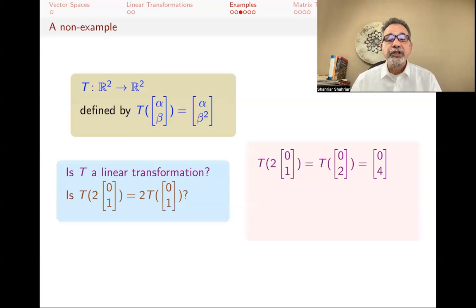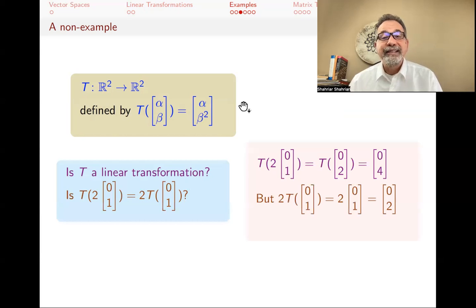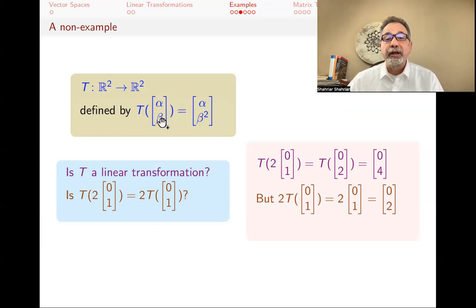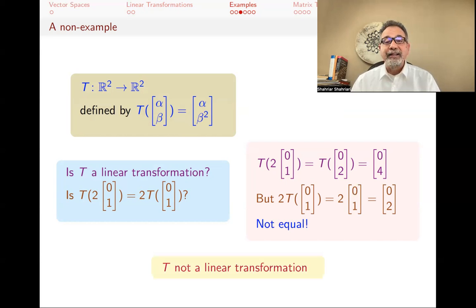So T of 2 times (0, 1) means T of (0, 2). And T of (0, 2), where alpha is 0 and beta is 2, is going to be (0, 4). On the other hand, twice T of (0, 1): if you plug in (0, 1) here, you get (0, 1), and so you get twice that, and you get (0, 2). And that says that they are not equal. (0, 4) is not the same as (0, 2), and so T is not a linear transformation.